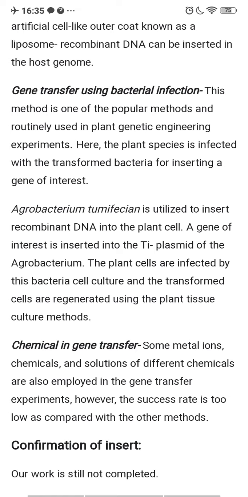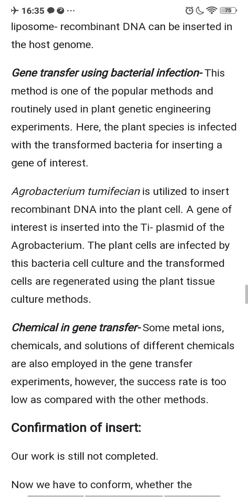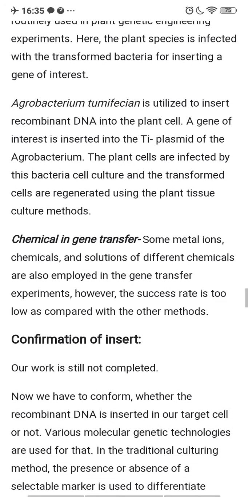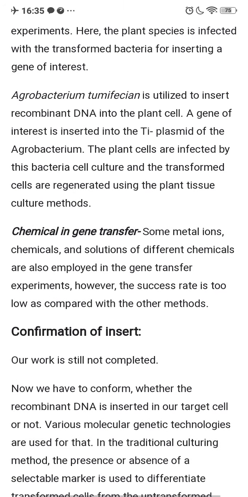Ti plasmid of Agrobacterium. The plant cells are infected by this bacterial cell culture, and the transformed cells are regenerated using the plant tissue culture method. Chemicals in gene transfer. Some metal ions, chemicals, and solutions of different chemicals are also employed in the gene transfer experiments.